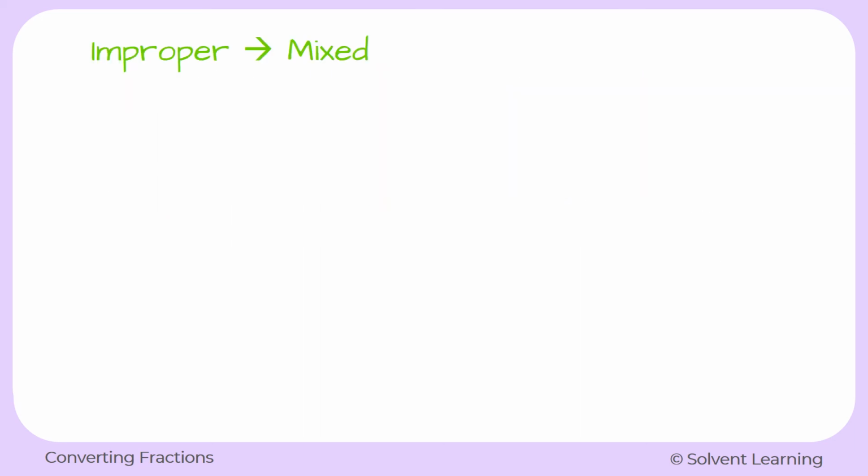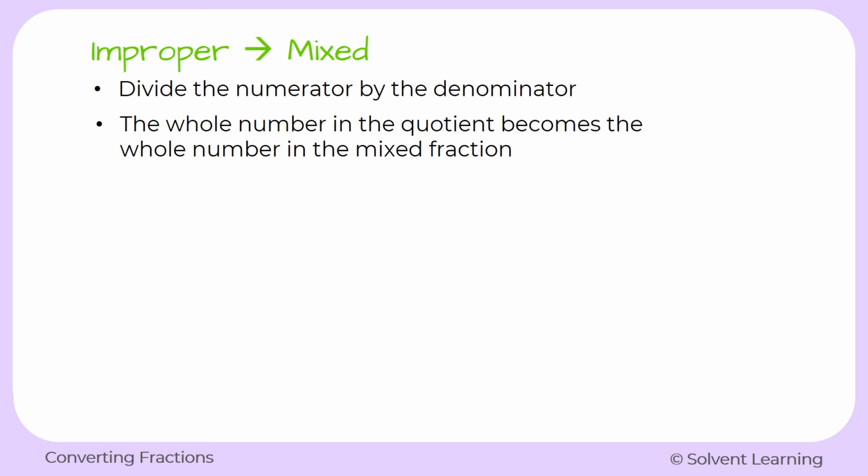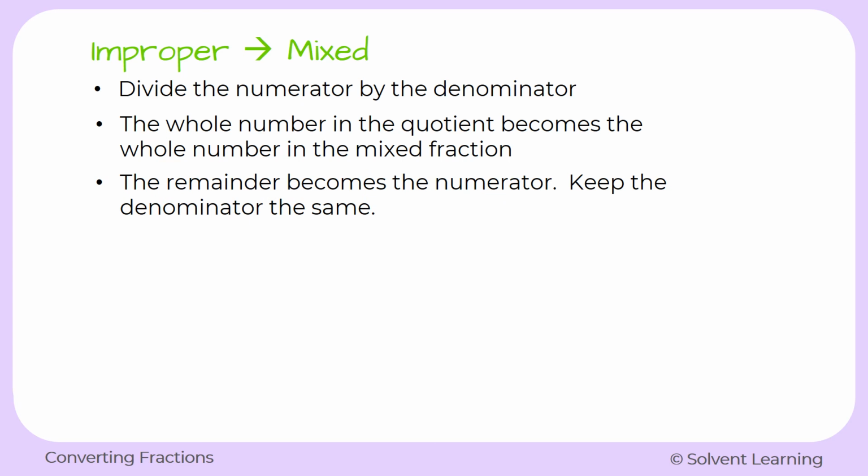So just to review, when we're converting an improper to a mixed fraction, we use division. So divide the numerator by the denominator, and then we solve it by long division. The whole number in the quotient, which is the answer, becomes the whole number of the mixed fraction. Whatever the remainder is, that becomes the numerator of the fraction part. And then we just keep the same denominator.